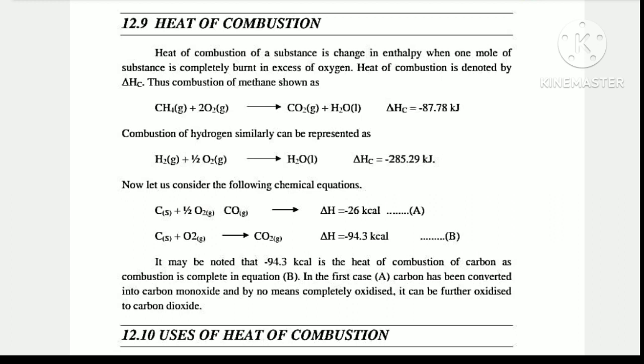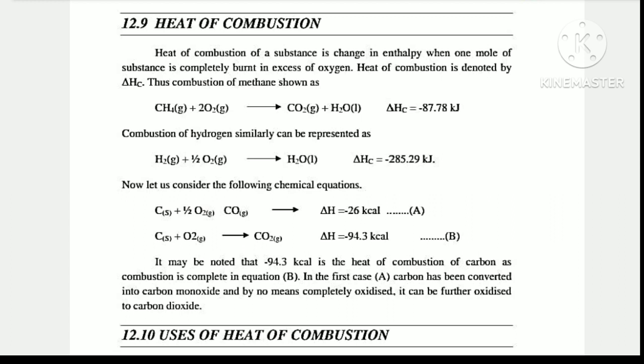The combustion of methane is shown as CH4 plus 2O2 is equal to CO2 plus H2O, delta Hc is equal to minus 87.78 kilojoule. Combustion of hydrogen similarly can be represented as H2 plus half O2 is equal to H2O, delta Hc is equal to minus 285.29 kilojoule. Now let us consider the following chemical equation.